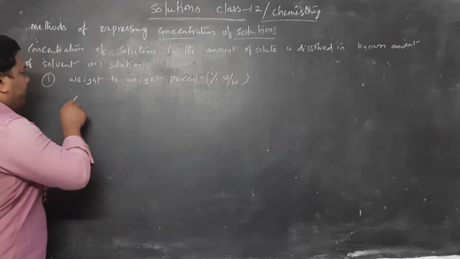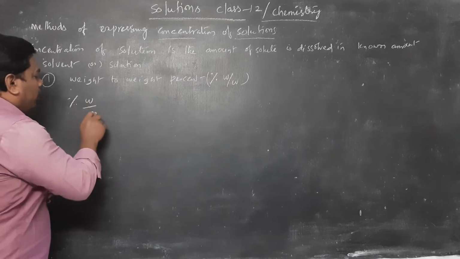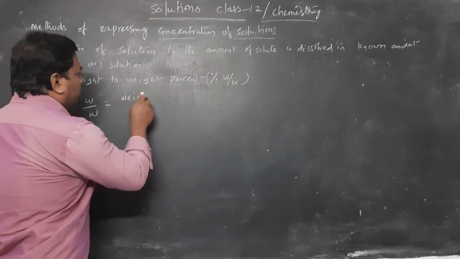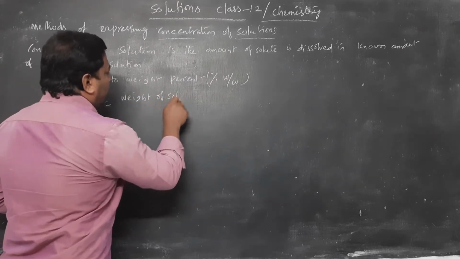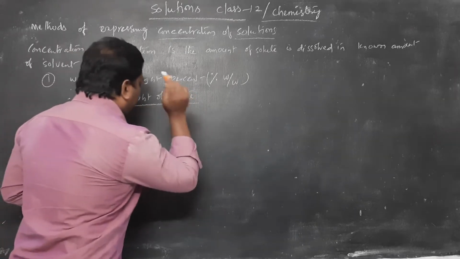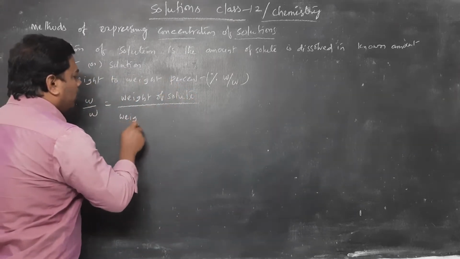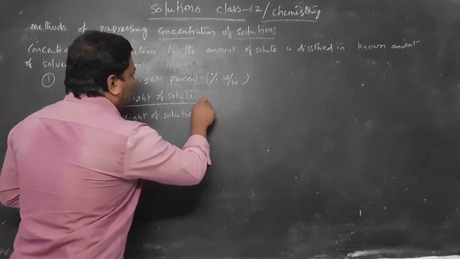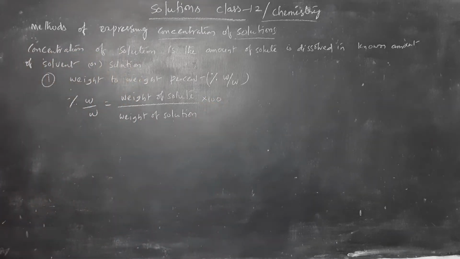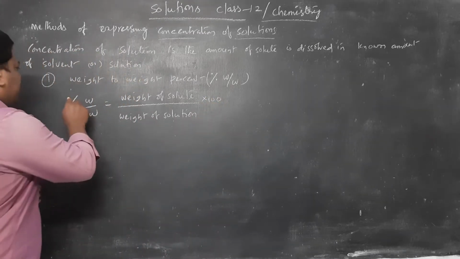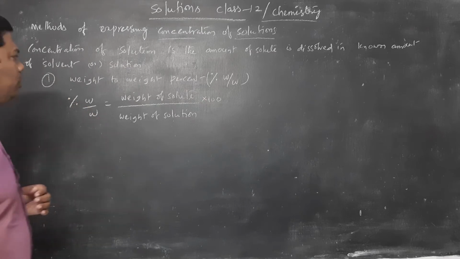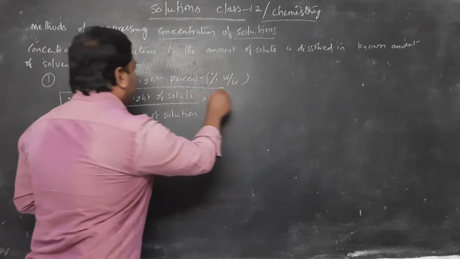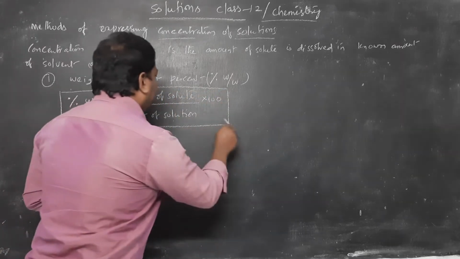The percentage of W by W is equal to weight of solute divided by weight of solution into 100. Clear? So the percentage of weight by weight is equal to weight of solute divided by weight of solution, times 100. This is the formula for the weight by weight ratio.